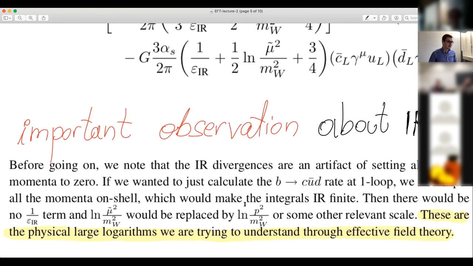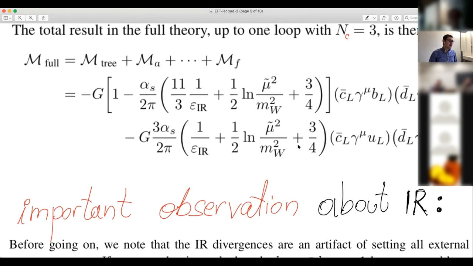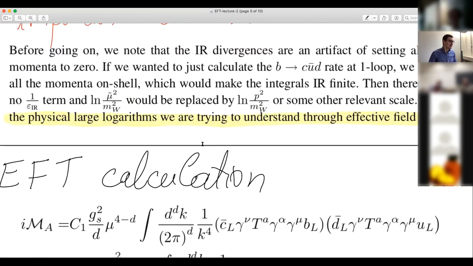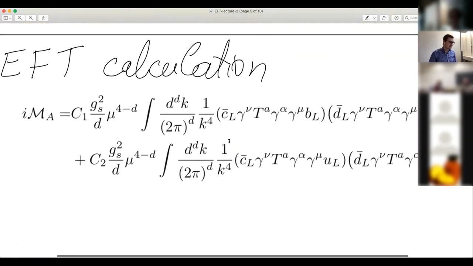Through an effective theory. So this is the full result in the UV theory. We got the expression which has the infrared singularity because we are neglecting the masses. And now let's do the EFT calculation.